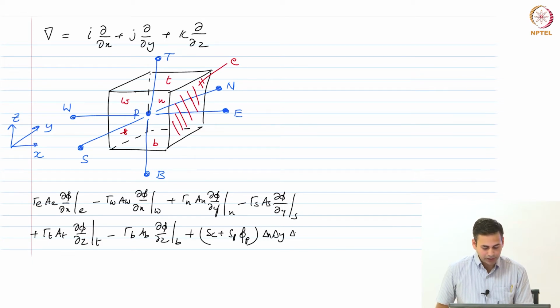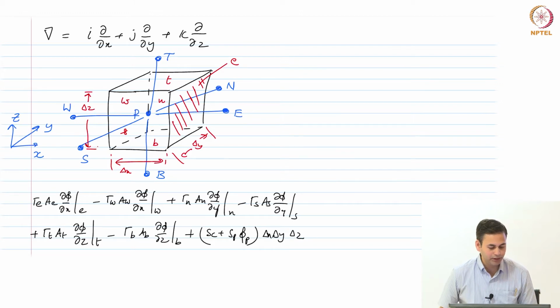Delta x delta y delta z, which is nothing but, if I were to draw, this is your delta x, this is your delta y, and the height here is the delta z, right. We have all these things equals 0, right, equals 0 is what we have.